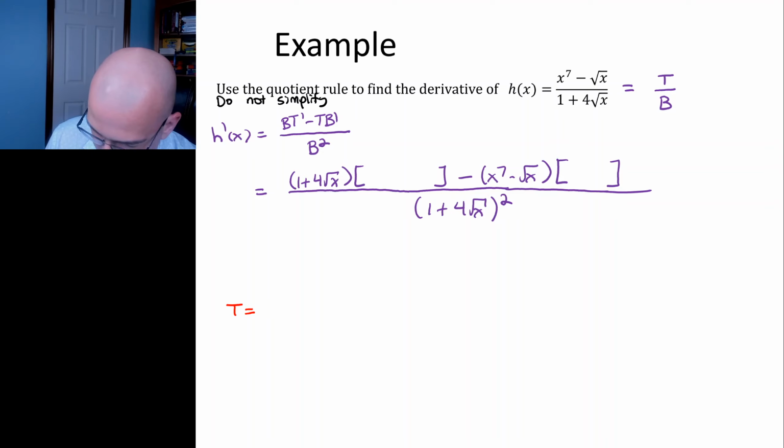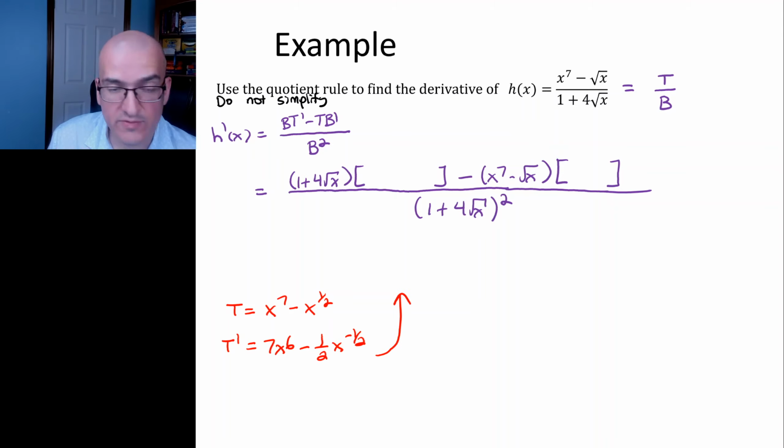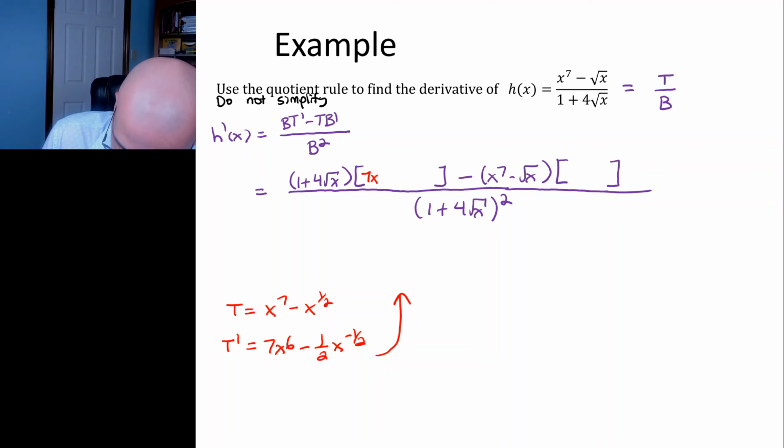T is equal to x to the 7 minus x to the power of 1/2, since that's the square root. T prime is going to be 7x to the 6 minus 1/2 x to the power of negative 1/2. Power gets reduced by 1. I'm going to put that directly in the box for t prime. 7x to the 6 minus 1/2 x to the negative 1/2.